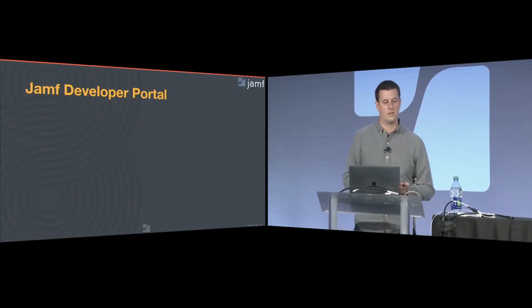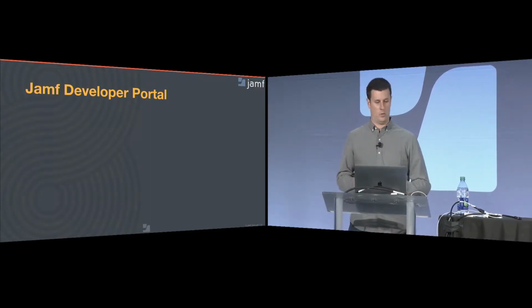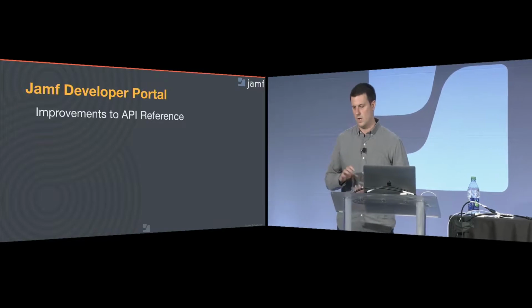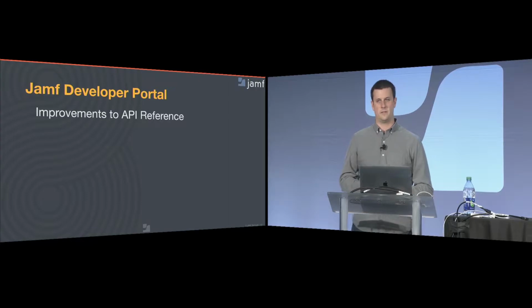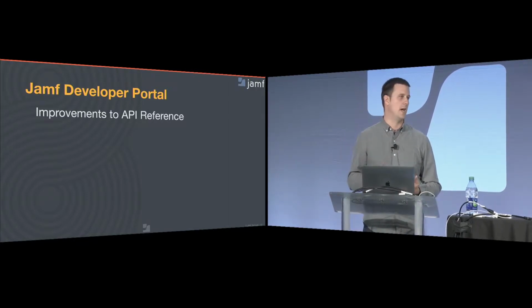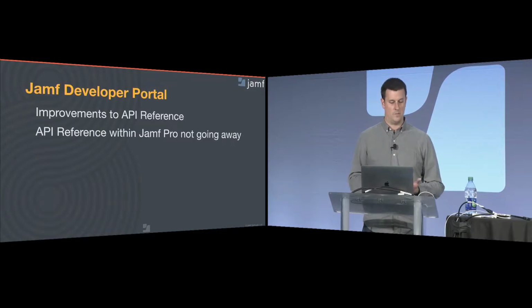I want to talk about some of the important features and the thought process behind the new Jamf developer portal. The first thing I want to talk about are improvements to the API reference. Many of you, if you've used our API in Jamf Pro in the past, are probably familiar with the API reference located at the /API page within every single Jamf Pro instance across the planet. That page is not going away. We think that there's a lot of value there.